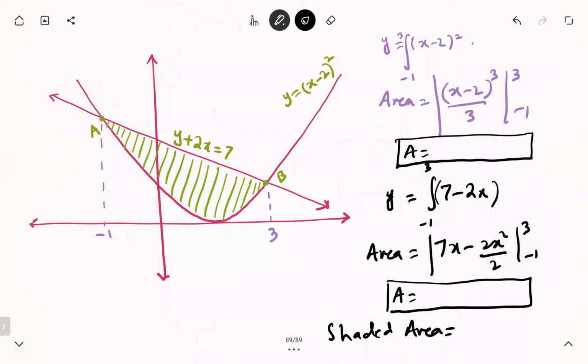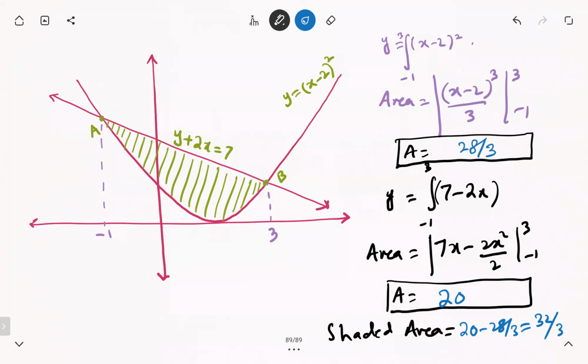So area under the line will be 20. So 20, just a minute. It should be 20 and area under the curve is 28 by 3. So you need to subtract 20 minus 28 by 3. You will get 32 by 3. 32 by 3 is basically 10.7.